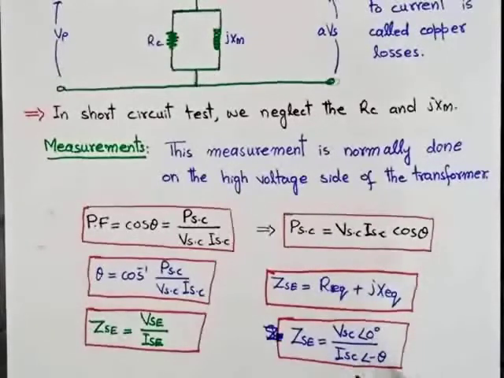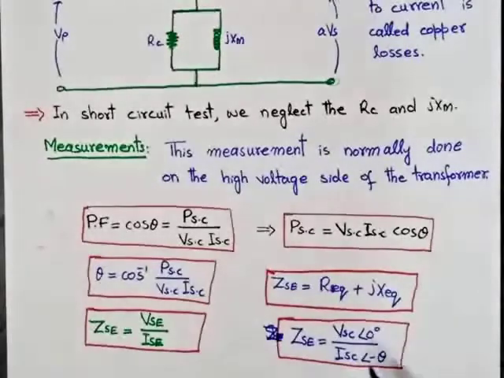When the current lags, the angle of the current will be less than 0. If the angle of the voltage is 0, then the angle of the current will be less than 0, because in a transformer the current lags the voltage. So that's why this is the minus sign.